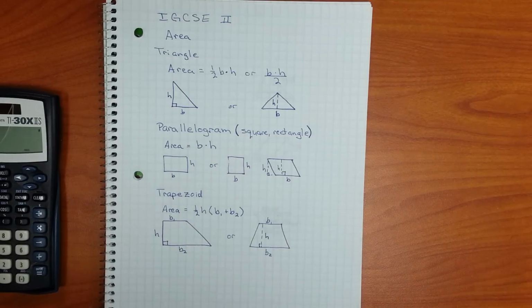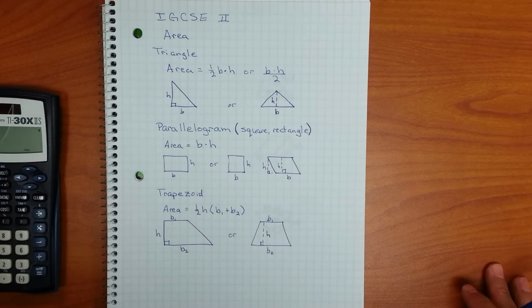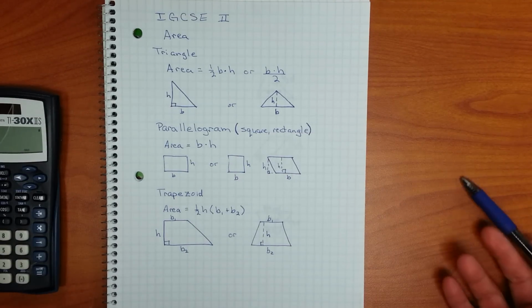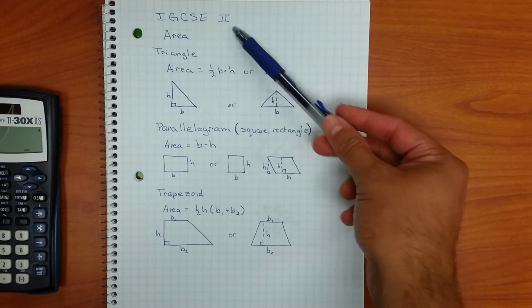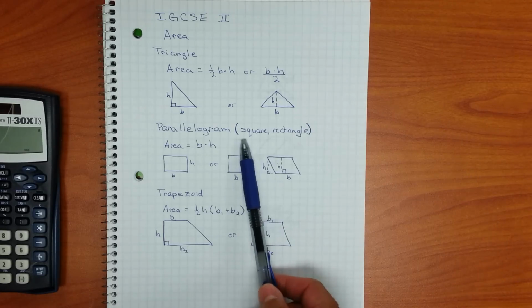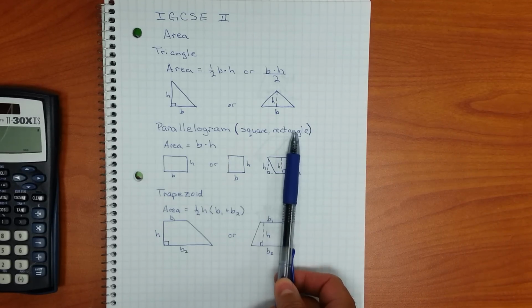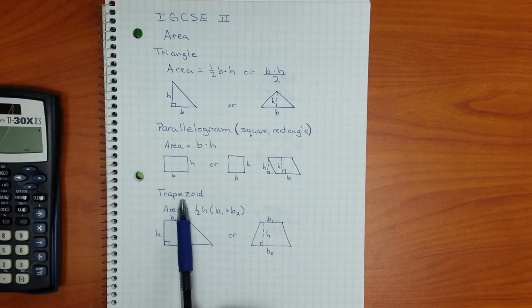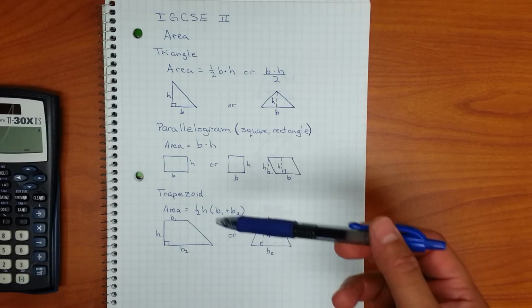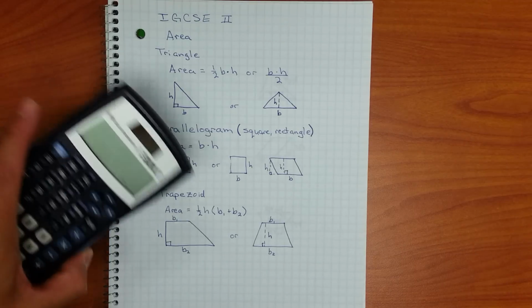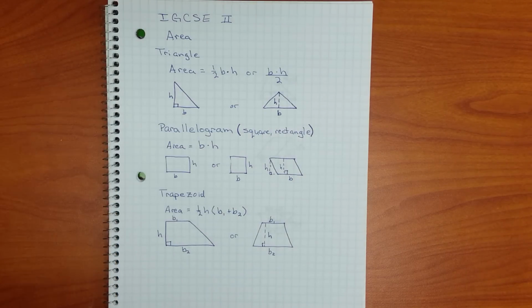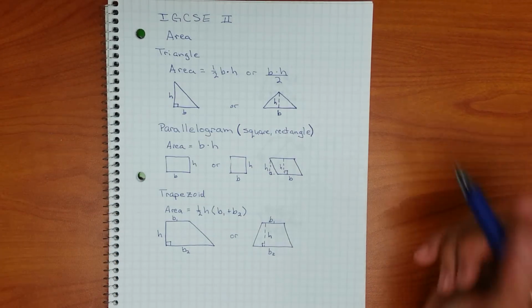Hello, this is IGCSE Math 2. We are going over area, and the three types of area that we're referring to today are triangle, parallelogram, which refers to the squares and rectangles, and trapezoids. So hopefully everyone has their calculator to be able to go through this.